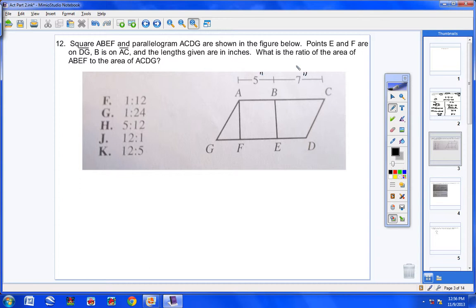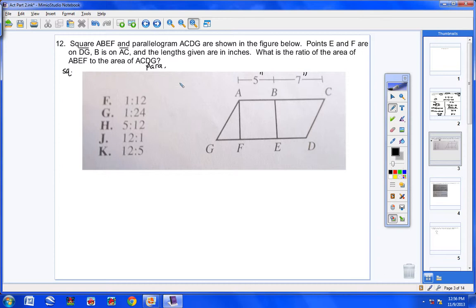What is the ratio of the area of ABEF, that's my square, to the area of ACDG? And of course, what is that? That's my parallelogram. Now, don't forget what ratio means. Ratio means a fraction, or you can use dots like this also. That's fine. I'm going to use a fraction for right now.